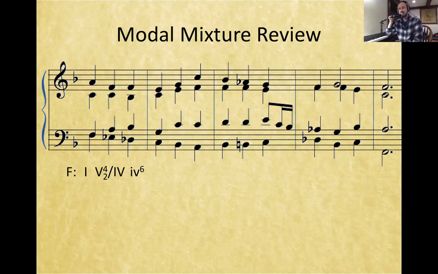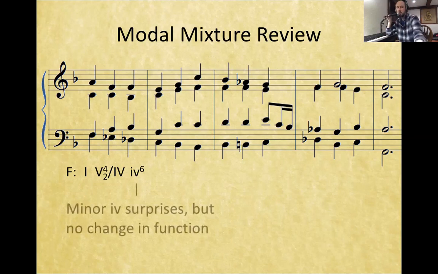Does that idea make sense? Do you see how functionally this chord is still doing the exact same thing that it would have done if it was a major 4 chord? It could easily have been this: 1, 5-4-2 of 4, going to 4-6. Major 4-6, right? So the change we made is not for function, it's for color. And you can hear that dark, beautiful minor color in there, right? So that's a minor 4-6 chord. It's surprising, but it doesn't change the function.